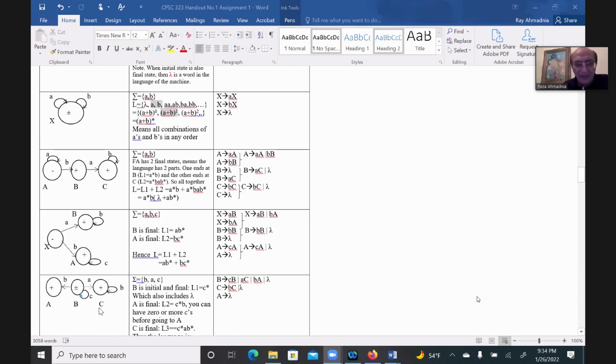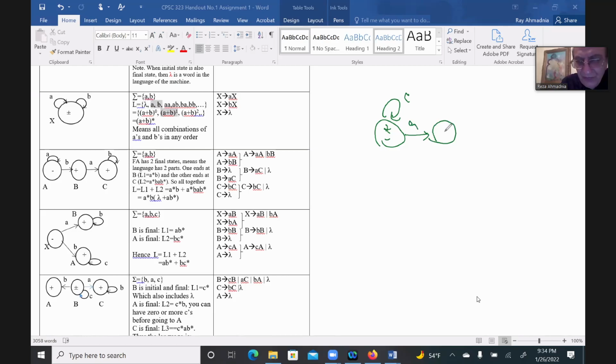let's go to this one here. Okay, this is initial and final. Okay, you can go through any number of C's. As soon as you drop A, you get to here, and you can have as many B's as you want. And then if you drop a B, you get to here, and you stop. Okay, this is A, this is B, and this one here is C. How do you write a grammar for this one here?